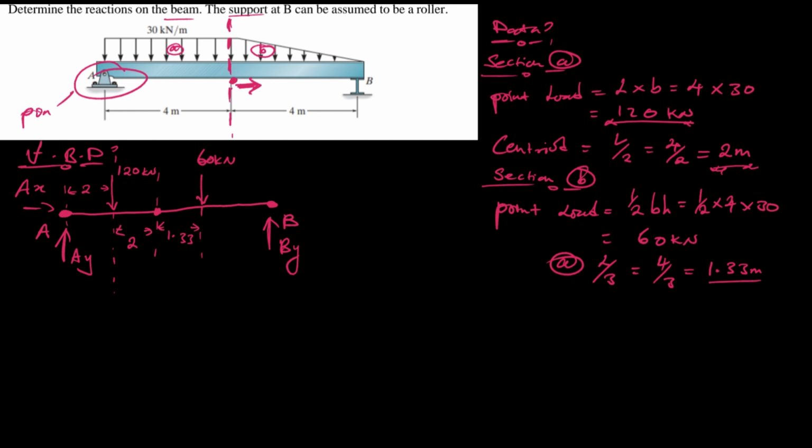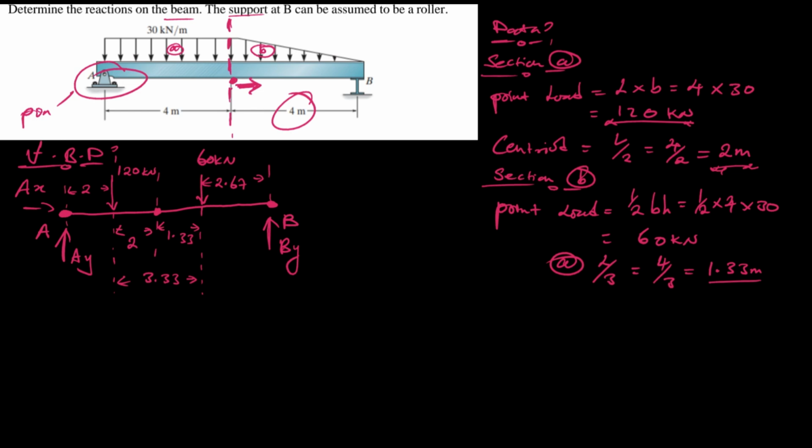This means that the span at this portion will now be 2 plus 1.33, which is 3.33. Now from the centroid of the triangular distributed load to position B, the span remains to be 2.67. Now the 2.67 comes about when we subtract 1.33 from 4. Now that we have this free body diagram, we can now apply the equilibrium equations. So let's now do a global equilibrium check.